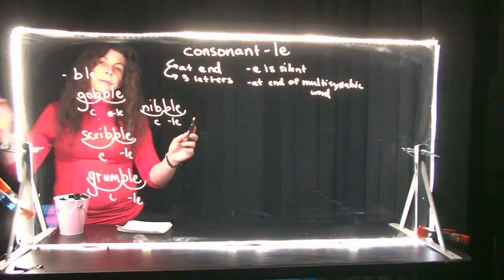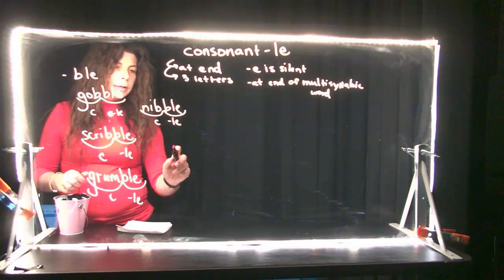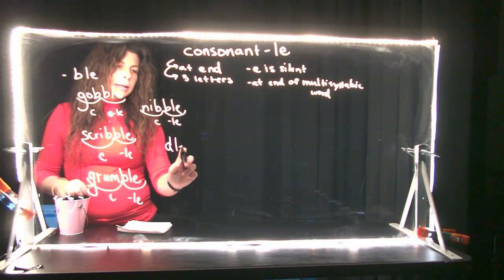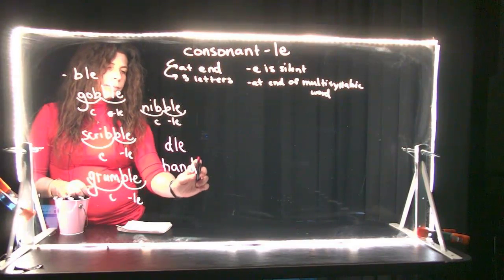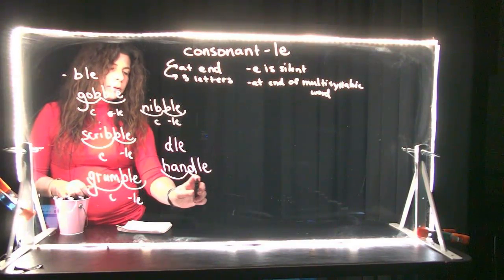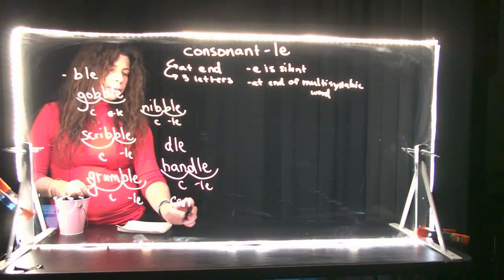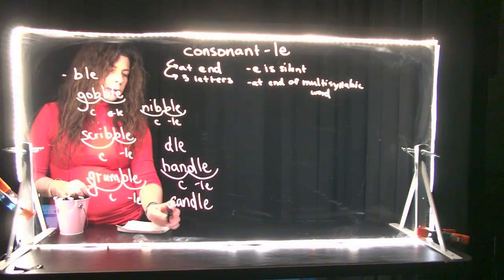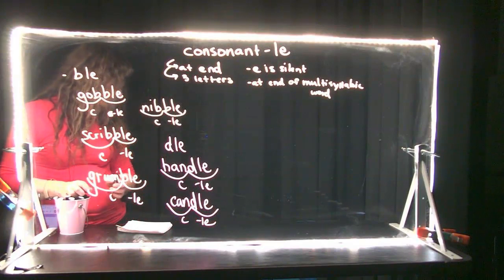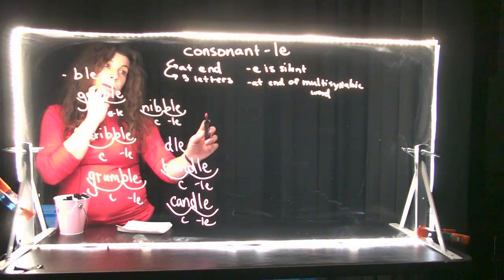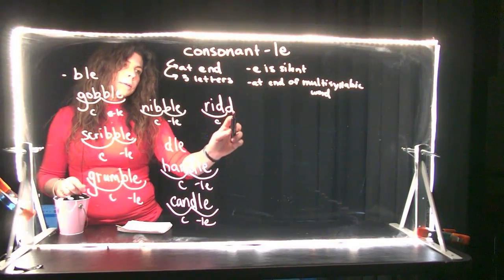Then you can have a DLE, right? So we can have a D, like in the word handle. Handle, closed syllable, consonant LE. Hand, closed syllable, consonant LE. Riddle, rid, dle.